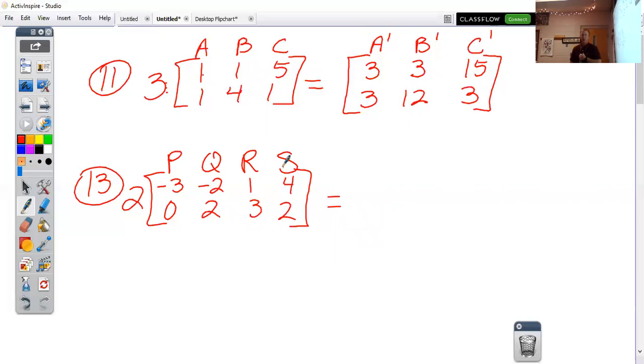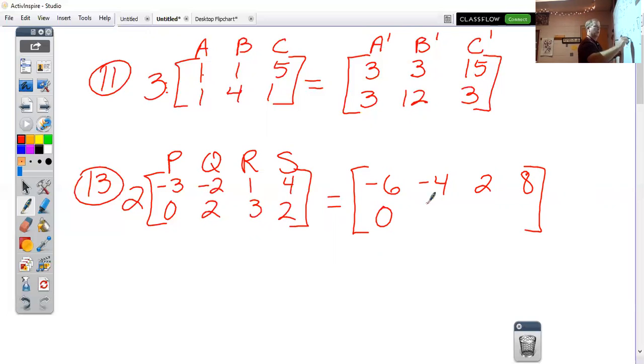Okay, 13, it's not a triangle this time, it's a quadrilateral, and it's quadrilateral P, Q, R, S, and this time we are scaling it by a factor of 2. So you just multiply the entire matrix by 2. Very, very simple. So 2 times -3 is -6. 2 times -2 is -4. 2 times 1 is 2. And 2 times 4 is 8. And then we got 2 times 0 is 0. 2 times 2 is 4. 2 times 3 is 6. And 2 times 2 again is 4.